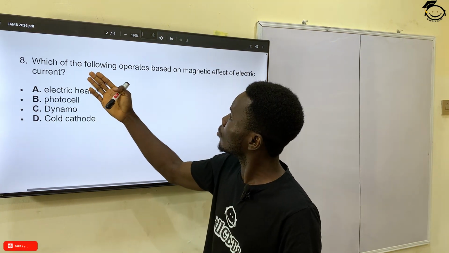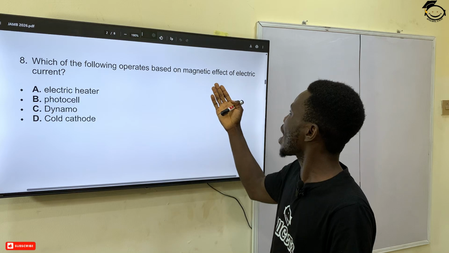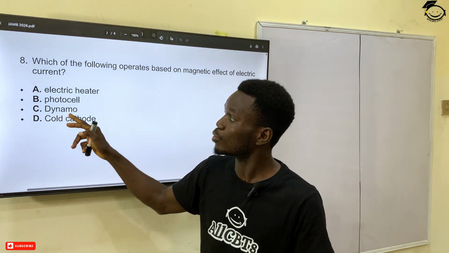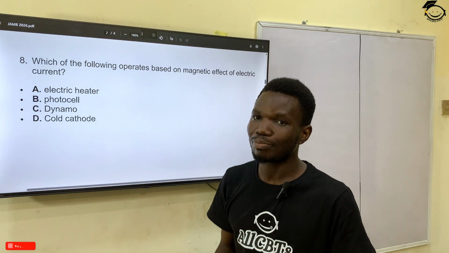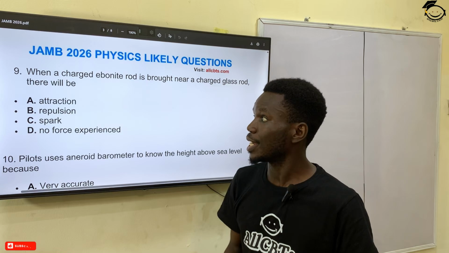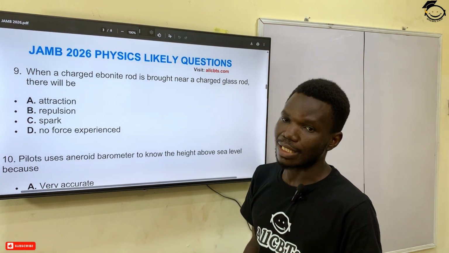So which of the following operates based on magnetic effect of electric current? That is a dynamo, which is option C. A dynamo converts magnetic energy to electric energy. Question number 10. Question number 9, sorry.